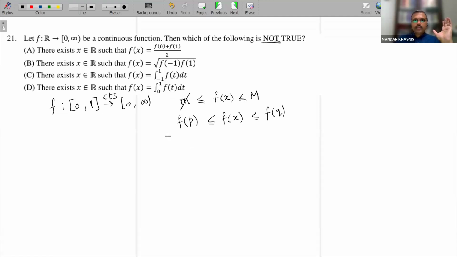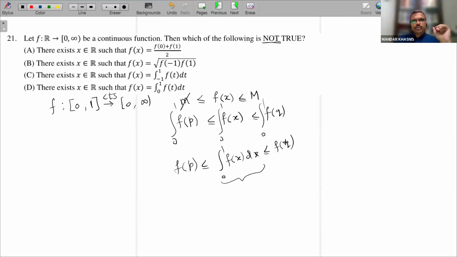That we know. Now you integrate over 0 to 1. What you get is a constant, so f(p) ≤ ∫₀¹ f(x) dx ≤ f(q). So you got a real number between f(p) and f(q). That means it will be attained by the intermediate value property. Is that okay?